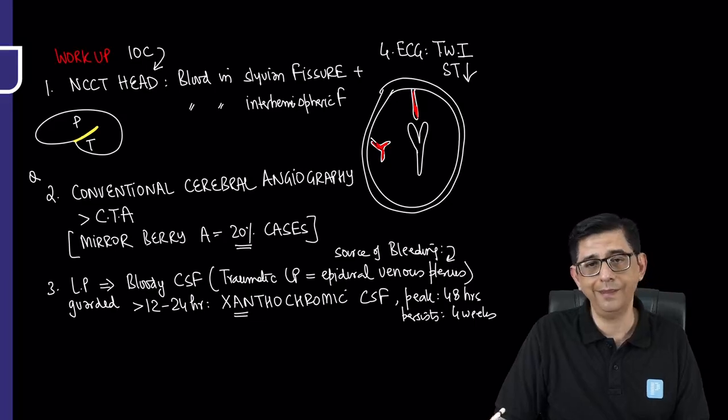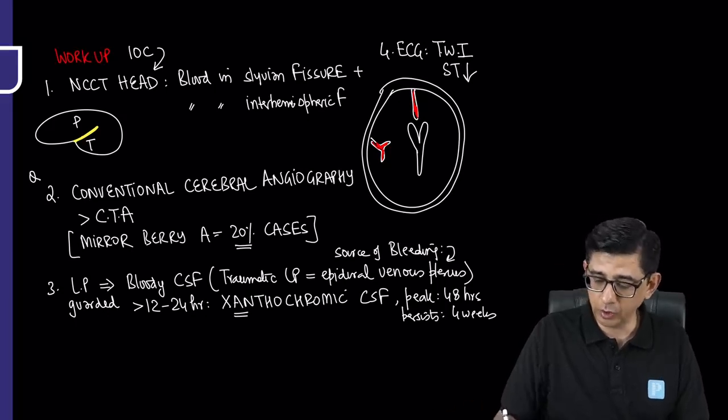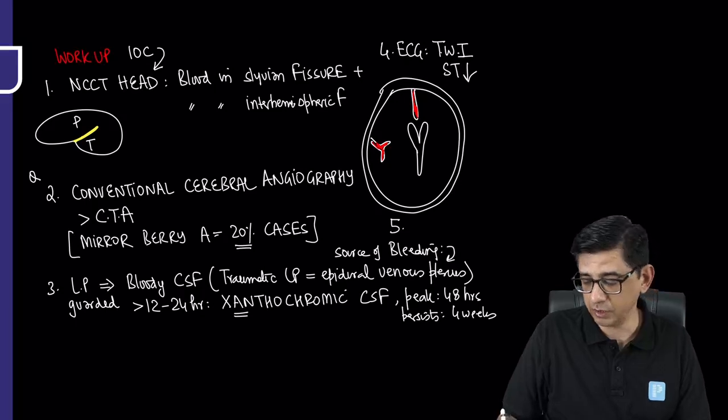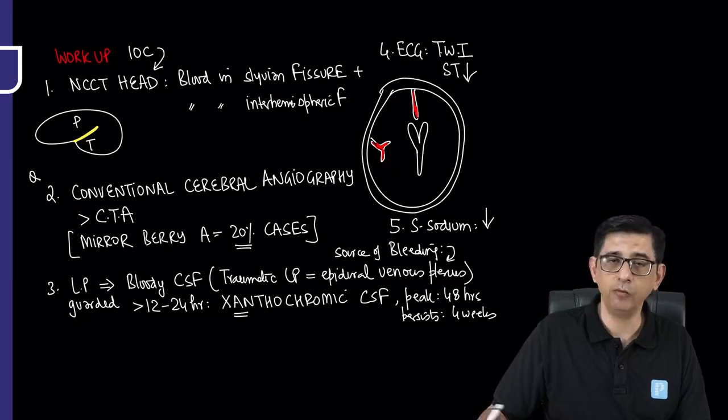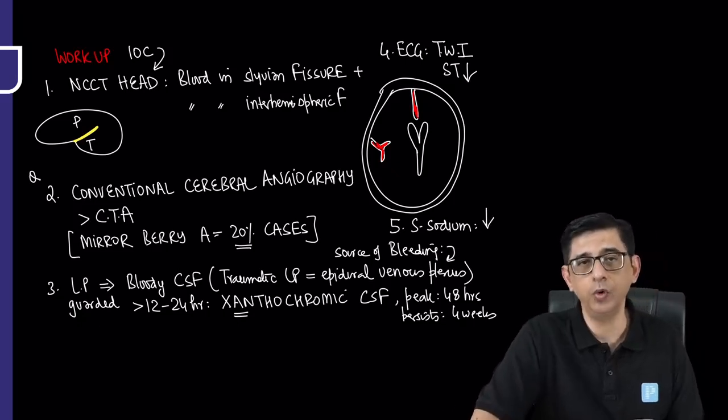T wave inversion and then ST segment depression would be seen primarily because of myocardial ischemia. Another investigation that I would also like to do in these patients as a baseline is electrolytes. Especially I would be interested in serum sodium values of these patients. I have already explained that a large chunk of these patients might have already started developing hyponatremia.